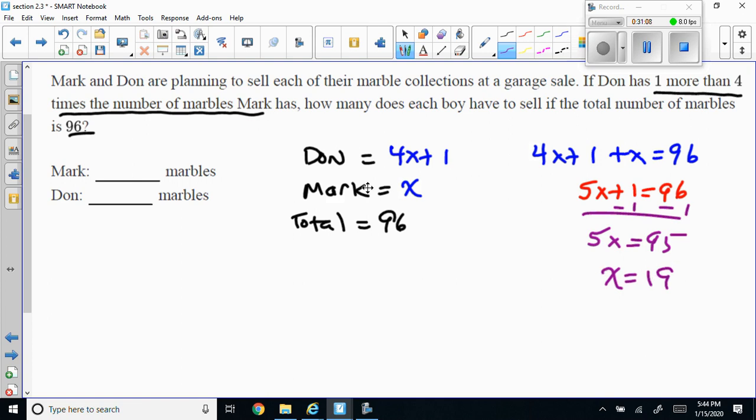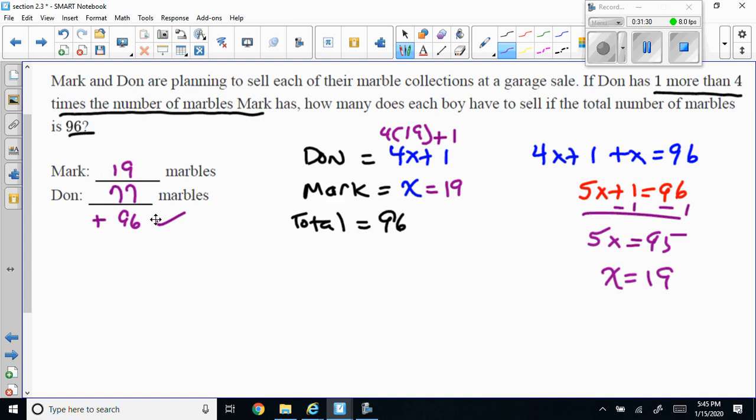So x represents who? Mark. So Mark has 19 marbles, right? What's 4 times 19? 76. Plus 1. 77. Good. Do those two numbers add together to give you 96? Okay, so check.